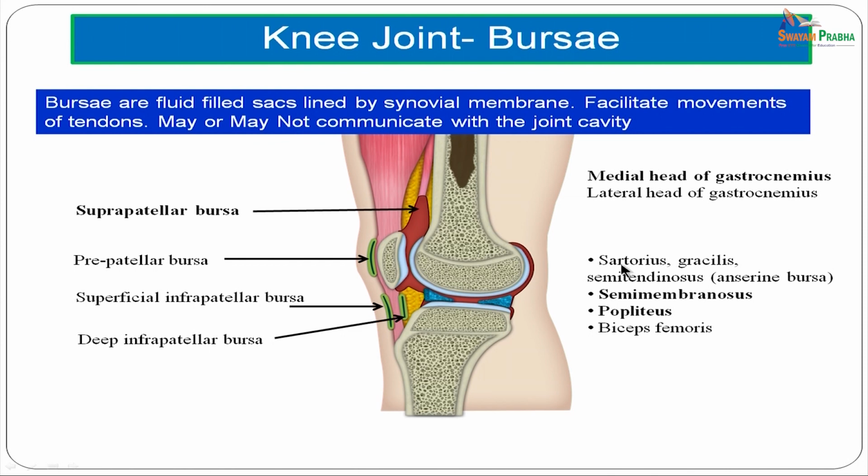On the posterior-medial side, there is a large bursa which is called the anserine bursa, which is a bursa under the tendons of sartorius, gracilis and semitendinosus. Yet another bursa is present underneath the tendon of semimembranosus and another bursa is present under the tendon of popliteus. The semimembranosus bursa and the popliteus bursa are in communication with the joint cavity. There is yet another bursa under the biceps femoris. All these bursae which are present all around the knee joint help in smooth gliding of tendons and muscles during the movements of flexion and extension.